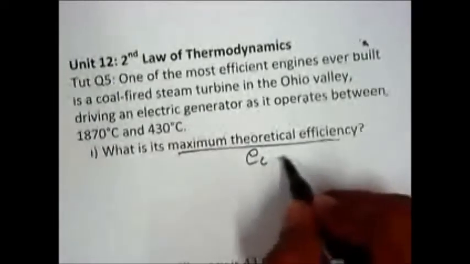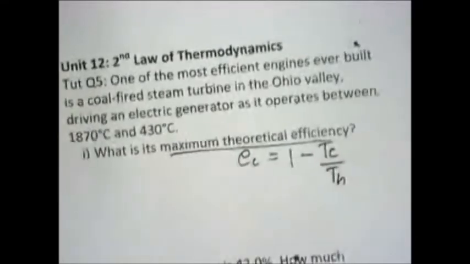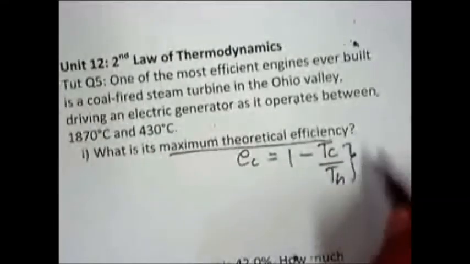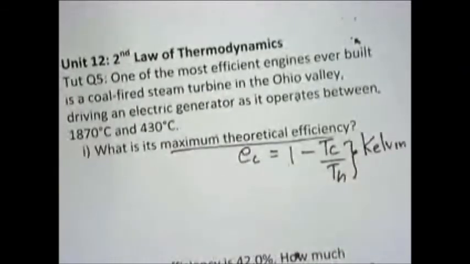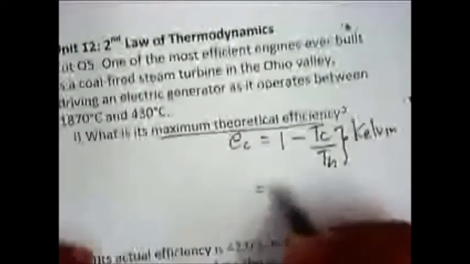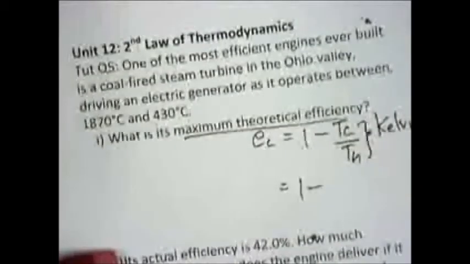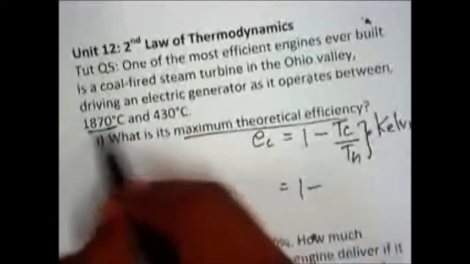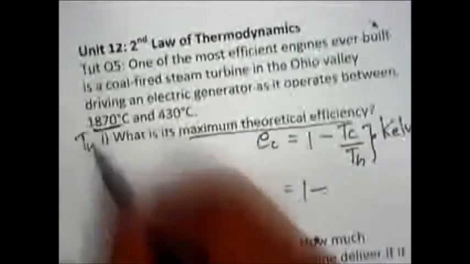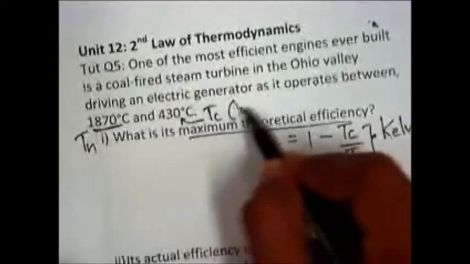So you know Carnot efficiency is equal to 1 minus Tc over Th. Now remember, Tc and Th need to be in Kelvin. If you use degrees Celsius directly, your answer will be marked wrong. So you have 1 minus Tc. Always remember, when you have Tc and Th, Th will be the higher temperature, and Tc will always be the lower temperature.